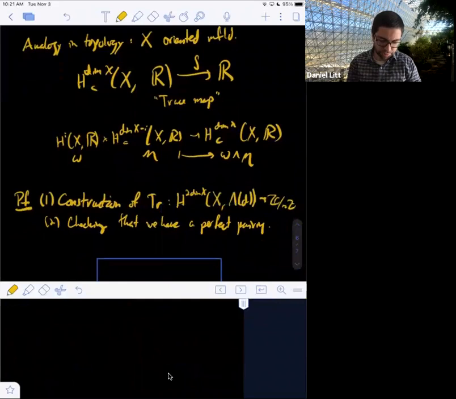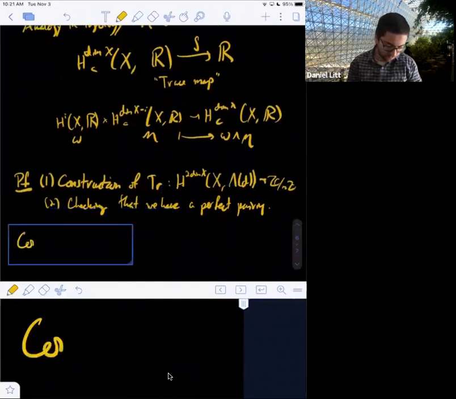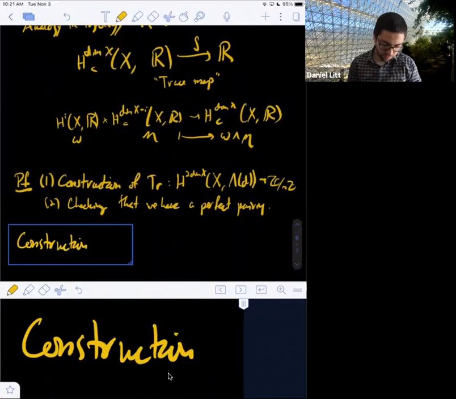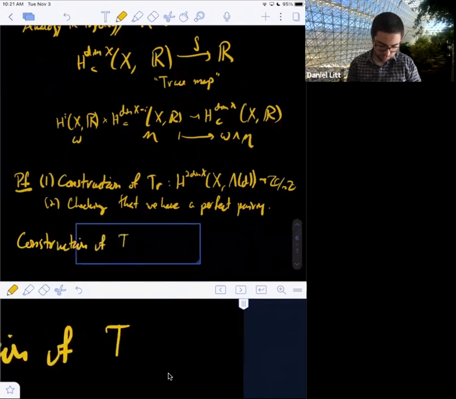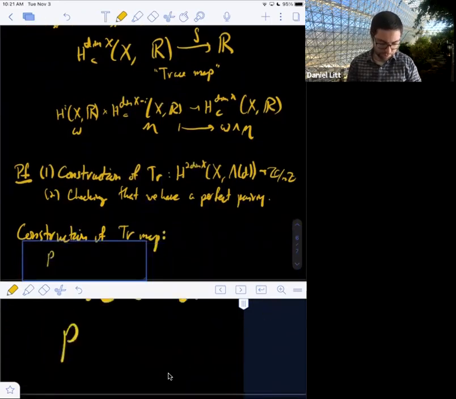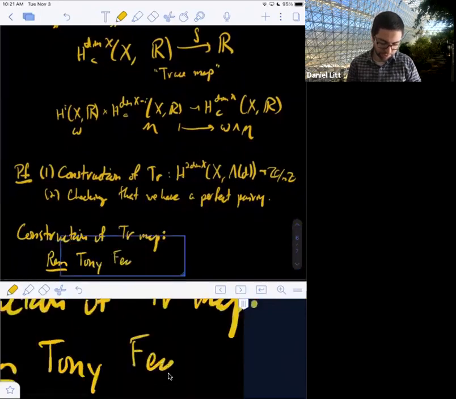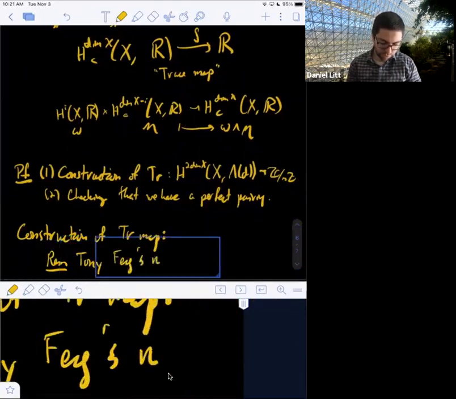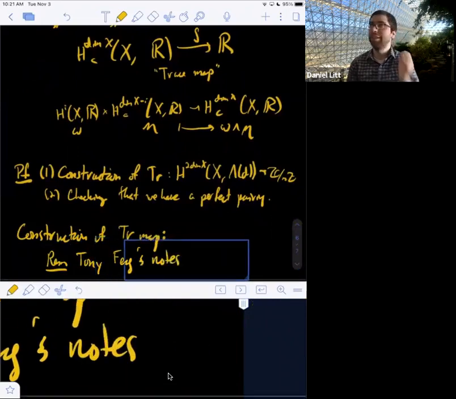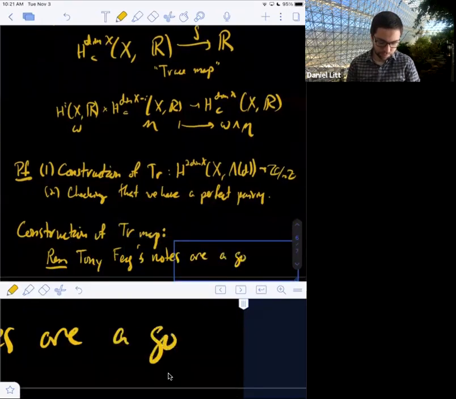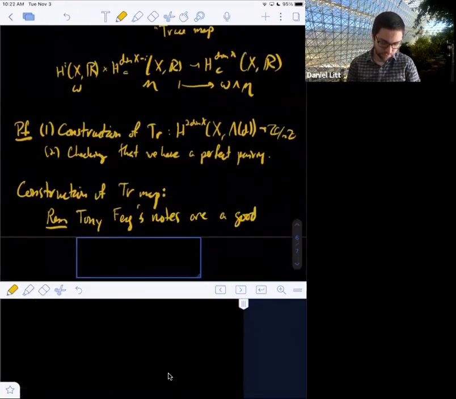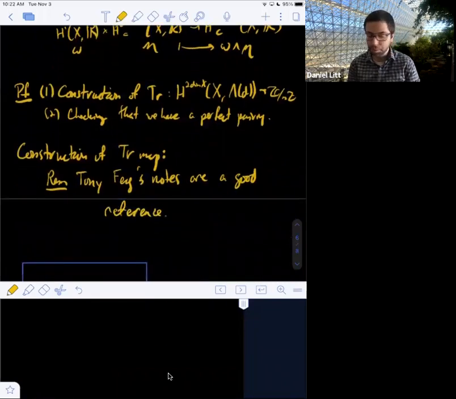Okay, so let's start with the construction of this trace map. And maybe let me remark, Tony Feng has some really nice notes on this. If you Google Tony Feng, Poincaré duality and Etale homology, it'll come up, and they are a very good reference. There are a few typos, but it's quite nice, and I used that reference to prepare this lecture.